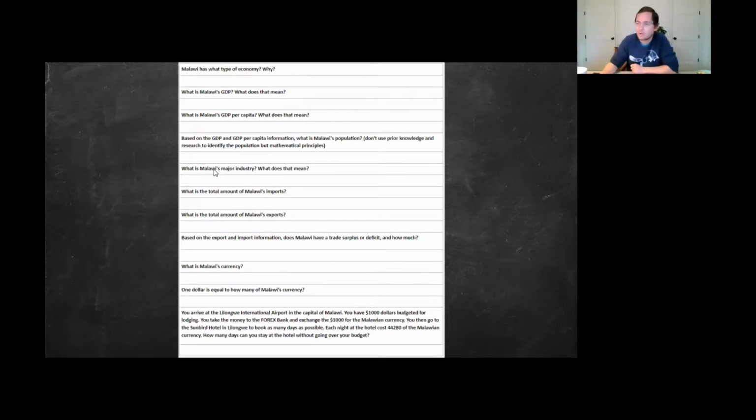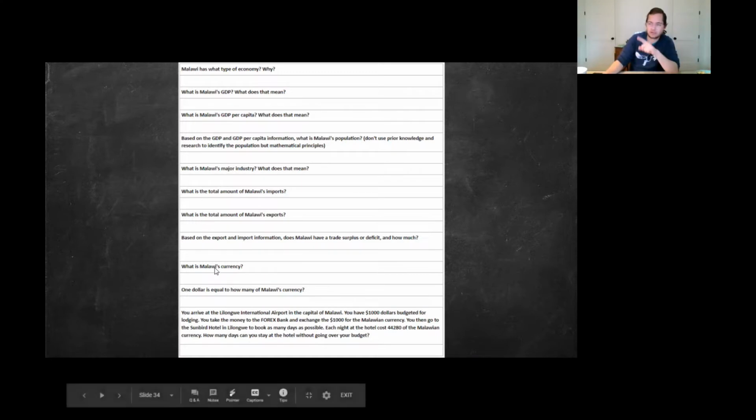What is Malawi's major industry? What does that mean? What is the total amount of Malawi's imports? What is the total amount of Malawi's exports? Based on the export and import information, does Malawi have a trade surplus or deficit? And how much? I'll explain all this in the presentation. And then what is Malawi's currency? $1 is equal to how many of Malawi's currency?